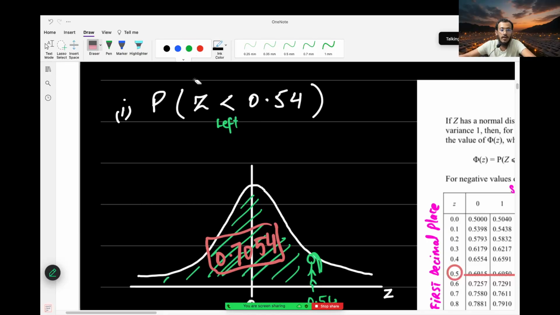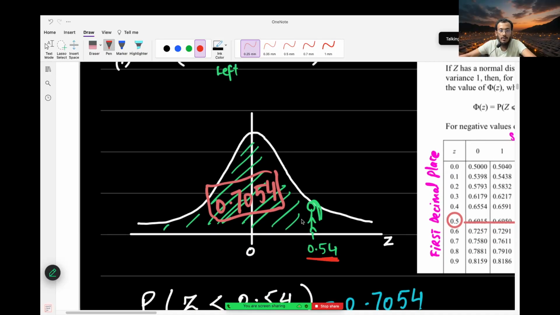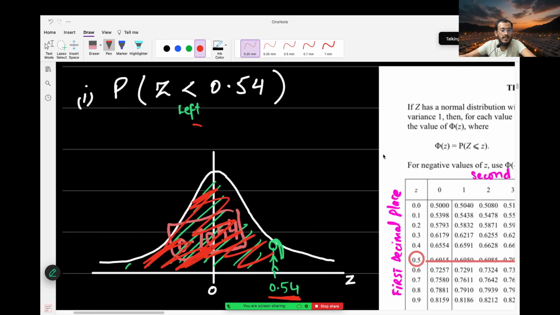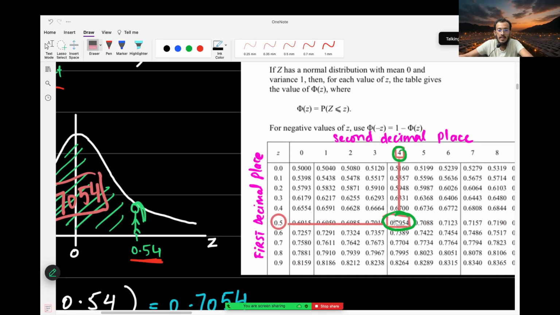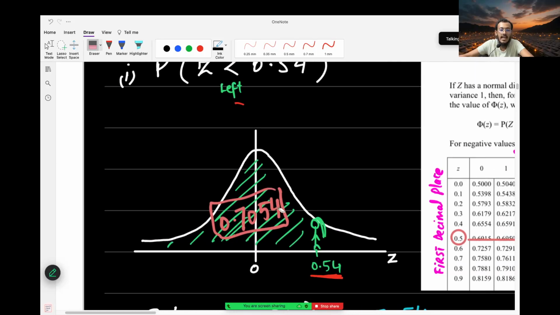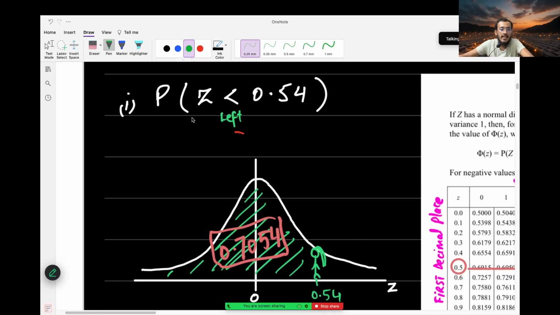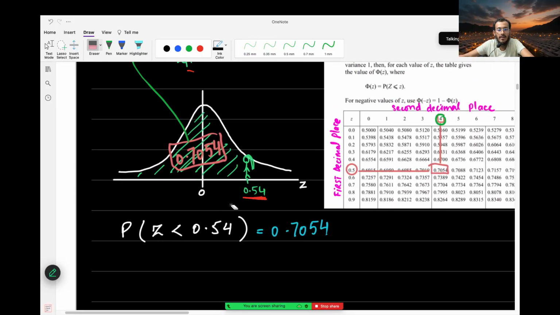They have asked us to find the probability that z is less than 0.54. So z is located here, right? And we know that less than 0.54 means the left side of the graph, and the z table provides us the area to the left side of the graph. So we located this and found the value 0.7054. Which means the area for the left side of the graph is 0.7054, and hence the probability is the same as the area. So the probability that z is less than 0.54 is equal to 0.7054.